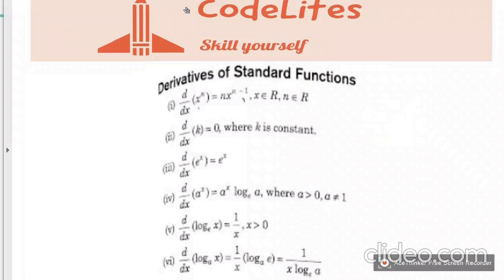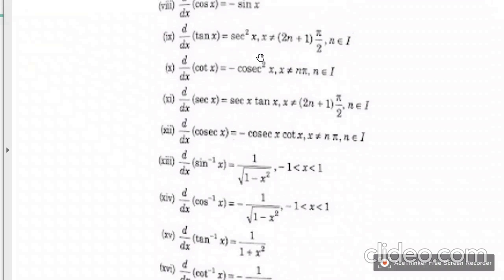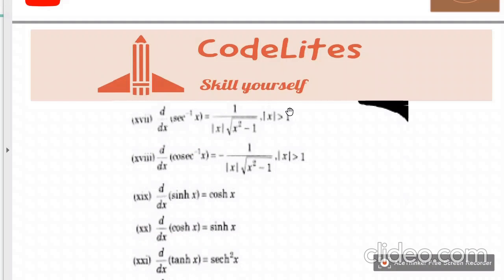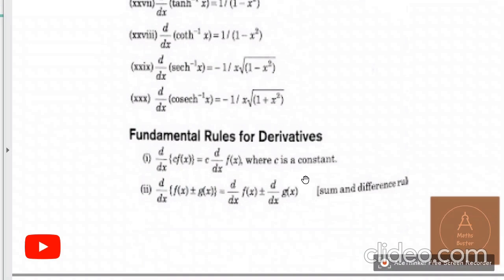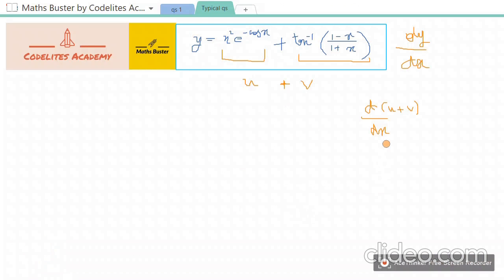We will look at our formula sheet. See, the derivative of f of x plus or minus g of x, where two functions are added or subtracted, is the sum and difference rule. We simply take the derivative of the first function, then the same sign plus or minus, and then the derivative of the second function. So it will be du by dx plus dv by dx.